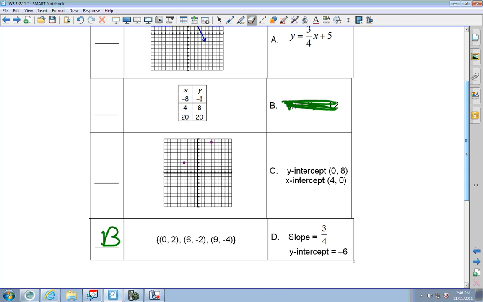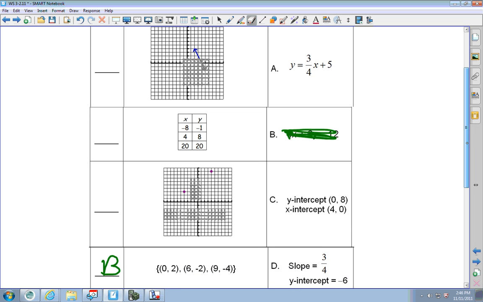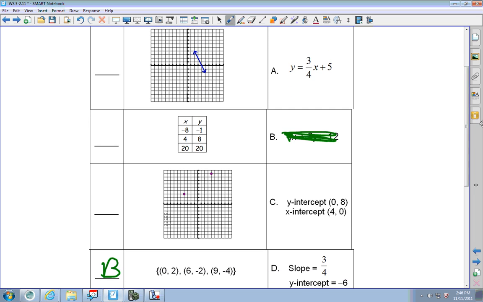Okay, let's try and figure out some of these other ones. Let's try and figure out the slope here. 1, 2, 3, 4, 5, 6. 1, 2, 3, 4, 5, 6, 7, 8. Up 6 and over 8. 6 over 8 reduces to 3 over 4. That's my slope. So, my slope, 3/4.